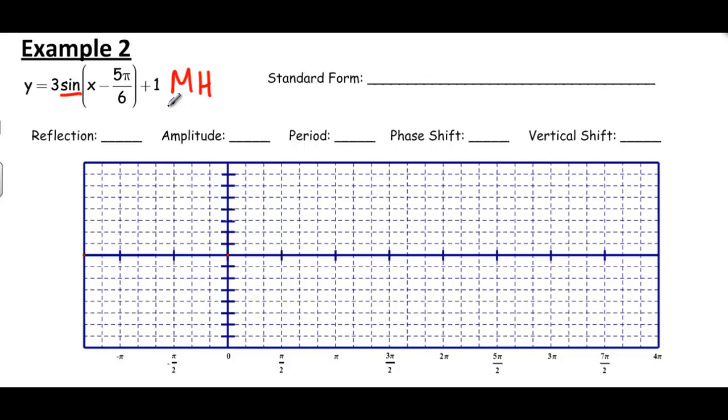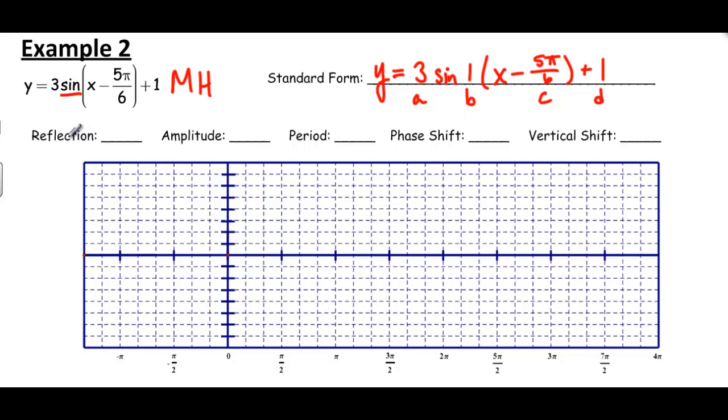And we're going to see as we go through this if that's going to change, like our last problem when we had a reflection. So if I'm going to put this in standard form, I'm going to start with y equals, my a value is 3. Now I don't see a b value, which is that number in front of x, which means that it's an imaginary 1. And since I don't have to factor anything out, I can just write that in front. So it's x minus 5 pi over 6. That 5 pi over 6 happens to be my c value, and I have this +1 at the end, which is the d value.